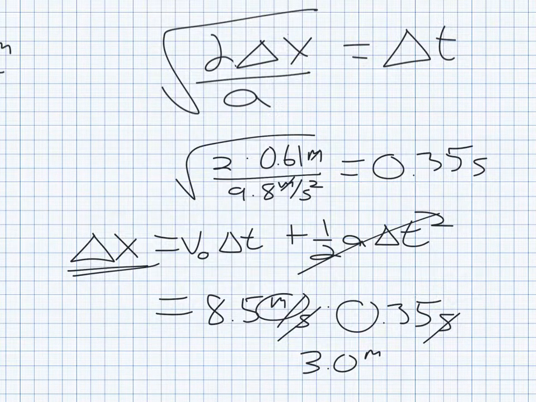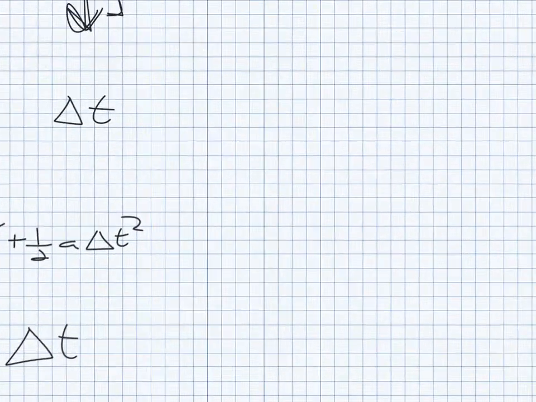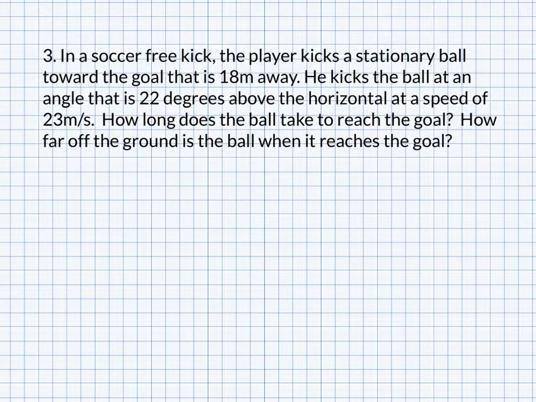Okay, let's go on to our next one here. Soccer. Who doesn't love soccer? In a soccer free kick, kicking a ball towards the goal, the goal is apparently 18 meters away. This particular player chooses an angle of 22 degrees and is going to kick with a speed of 23 meters per second. We're curious about a couple of things: how much time does the ball take to reach the goal, and how far off the ground will it be when it reaches the goal? There's some practical soccer math for you.